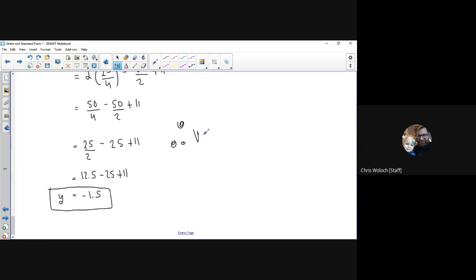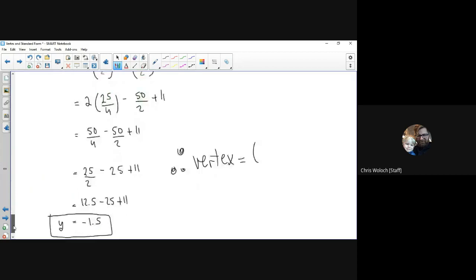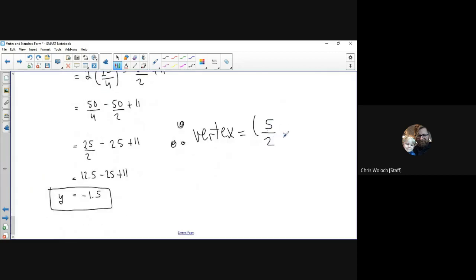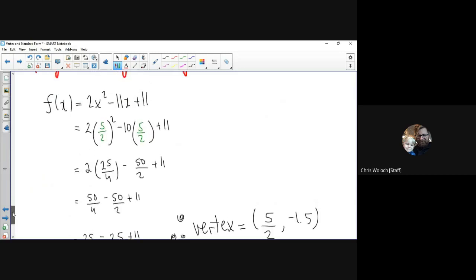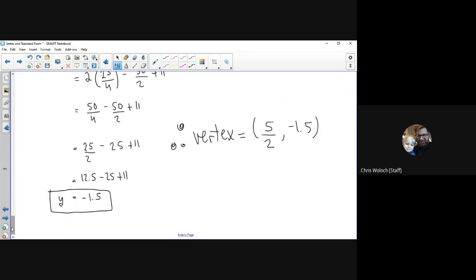So therefore, my vertex is, my x value was, what was it, 5 over 2? 5 over 2, the y value is negative 1.5. Okay. Now, again, if you like completing the square, where you algebraically change it from standard form to vertex form and then get the vertex, you can do that. Just generally, this is a much faster way to do it. Okay. So I have my vertex, I got my zeros.